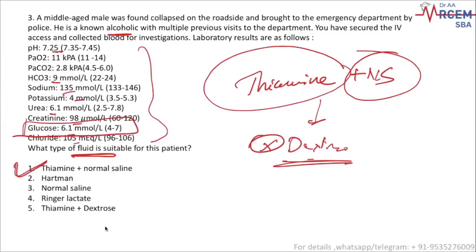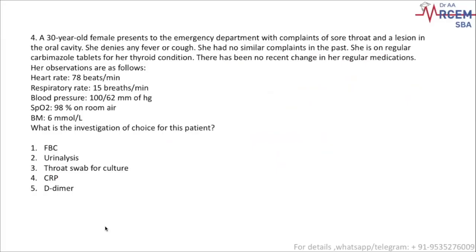Along with it, what fluid can we give? If he was hypoglycemic, I would have chosen dextrose. If he's not hypoglycemic, that's why I'm choosing normal saline. Just plain normal saline can be given, but thiamine is always recommended to be given to anyone, or plain Hartmann's also can be given. But for a known alcoholic, always give thiamine when they present to the emergency department, no matter for what reason.